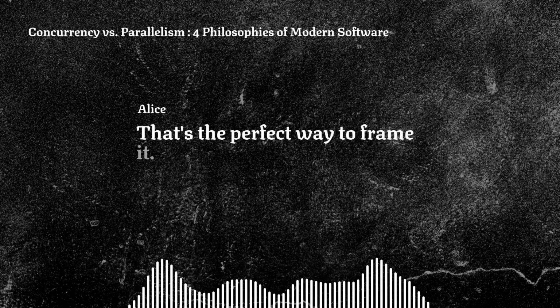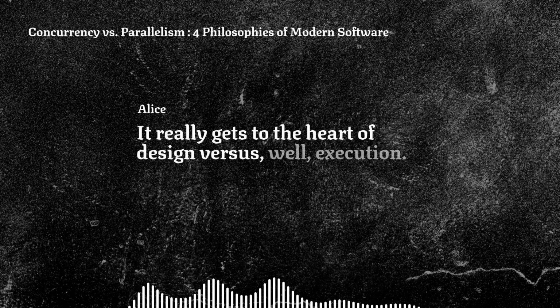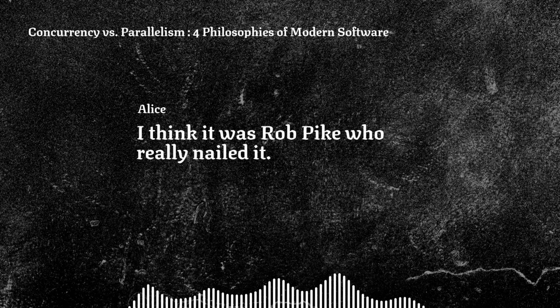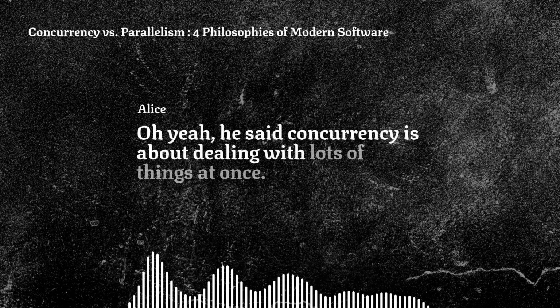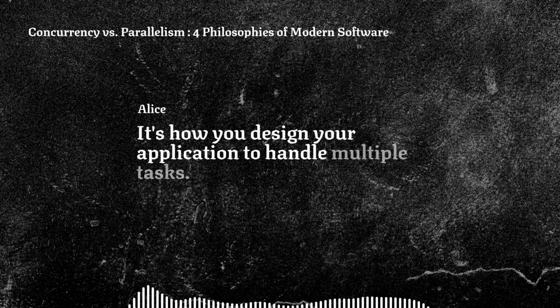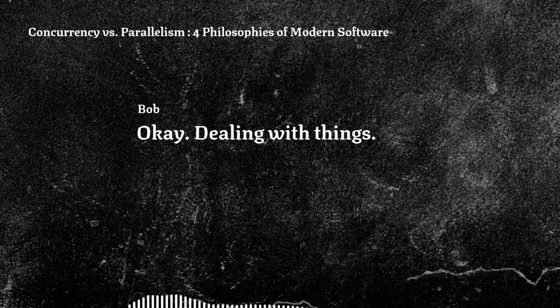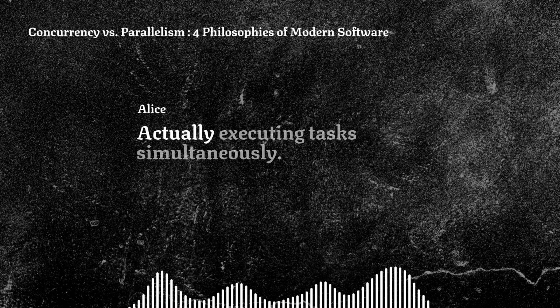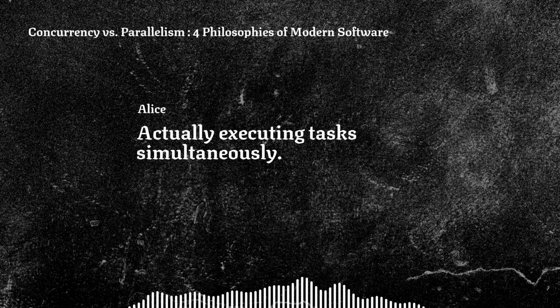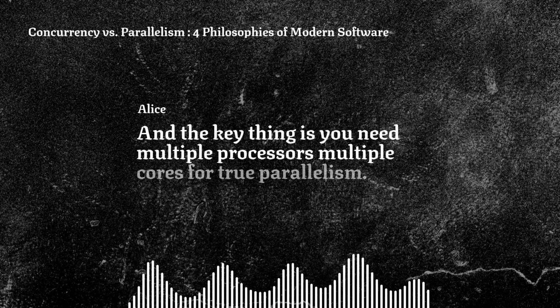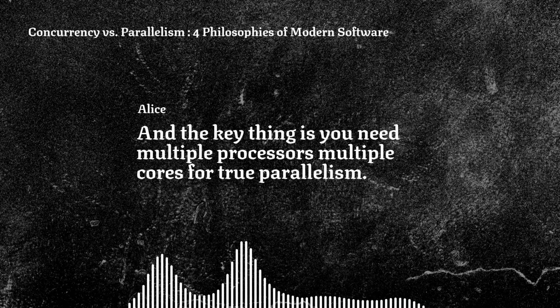That's the perfect way to frame it. It really gets to the heart of design versus, well, execution. There's this great quote, I think it was Rob Pike, who really nailed it. Oh, yeah. He said, concurrency is about dealing with lots of things at once. It's structural. It's how you design your application to handle multiple tasks. Okay, dealing with things. Got it. But parallelism, that's about doing lots of things at once, actually executing tasks simultaneously. And the key thing is you need multiple processors, multiple cores for true parallelism.